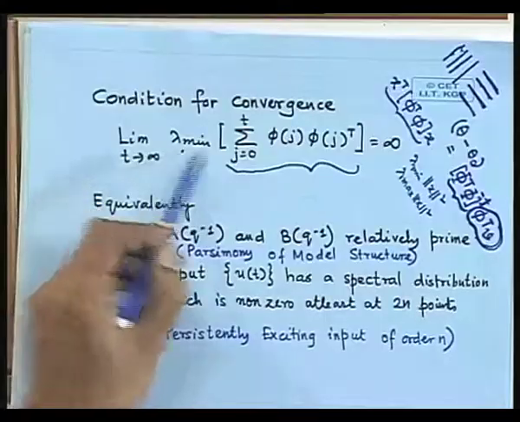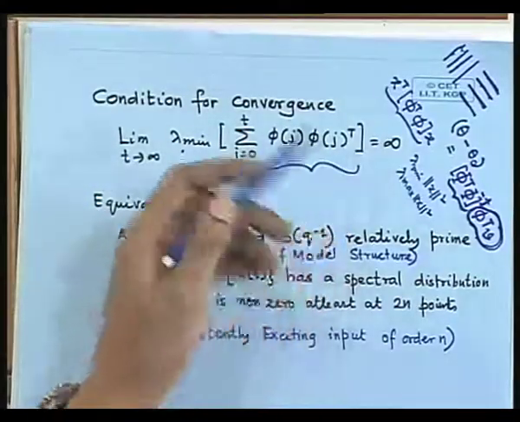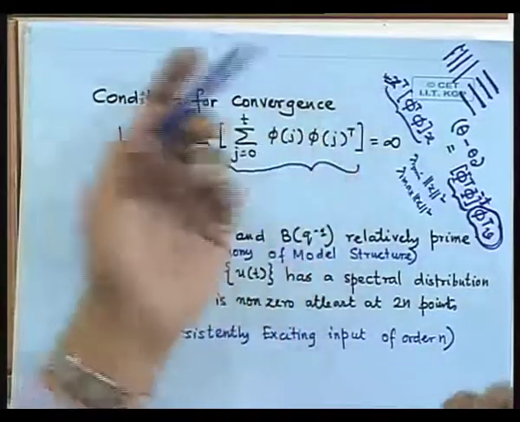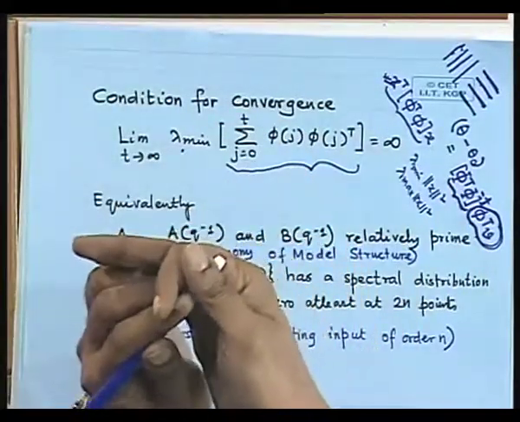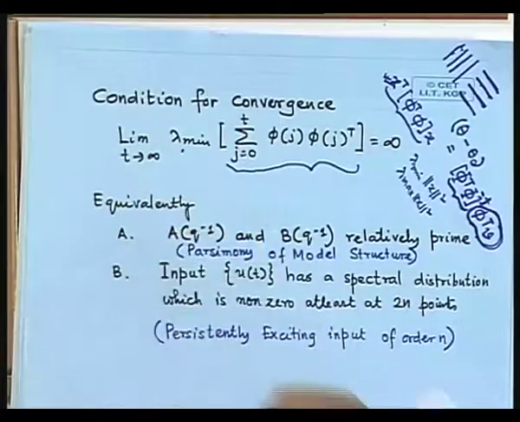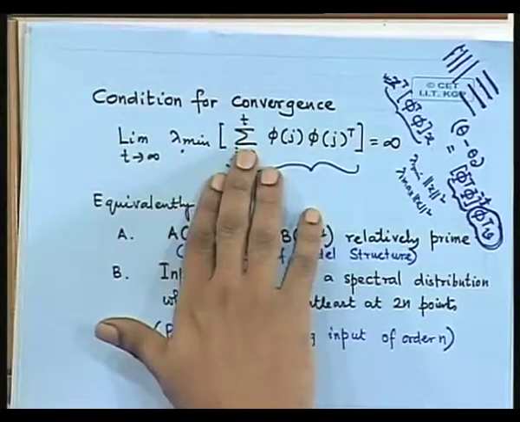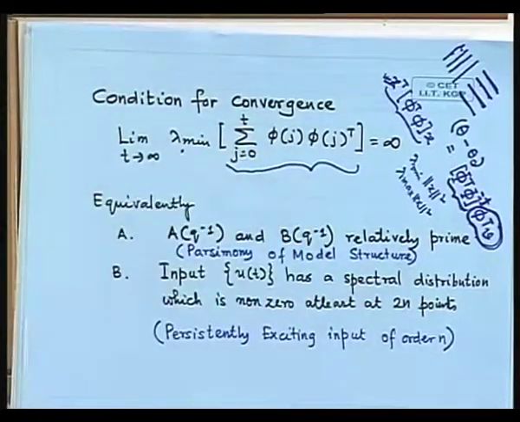So if lambda min, the minimum eigenvalue, becomes infinity, then obviously for all x this will become infinity. That is the idea. So the minimum eigenvalue should go to infinity. This is a statement. Now this we have already studied, but now the question is how do I ensure this?